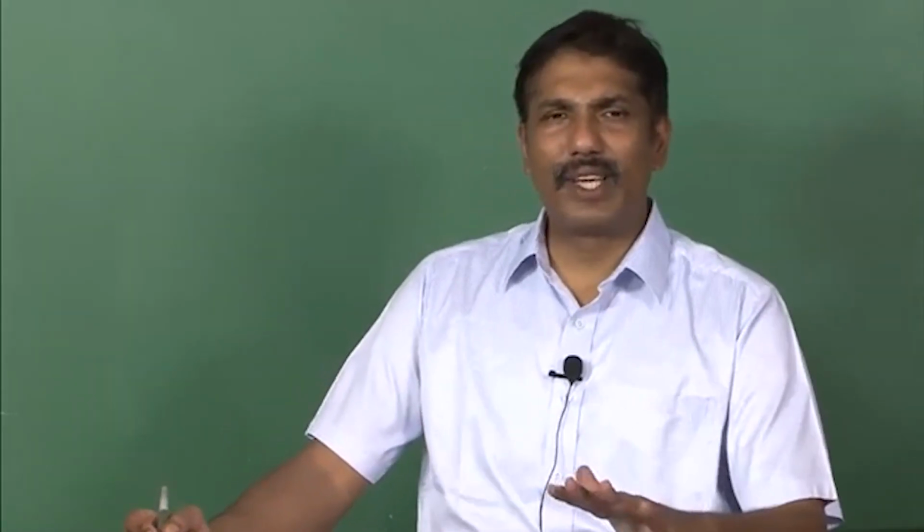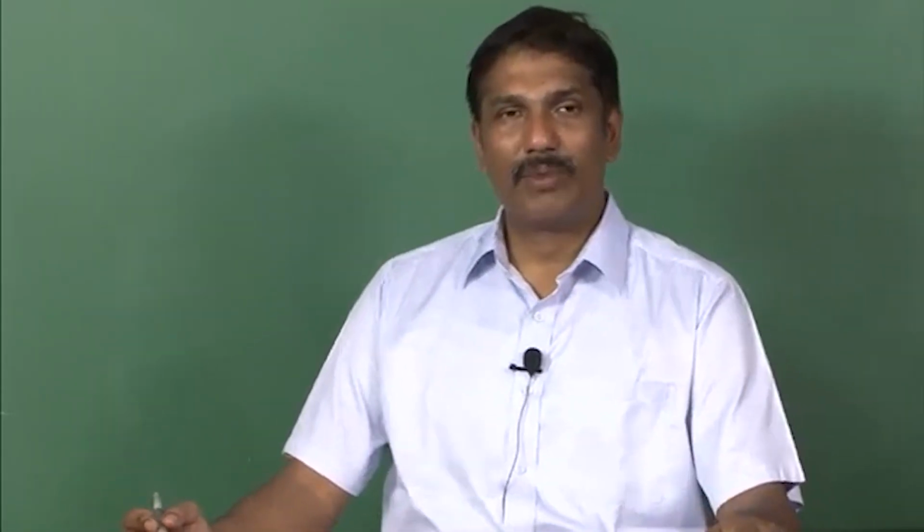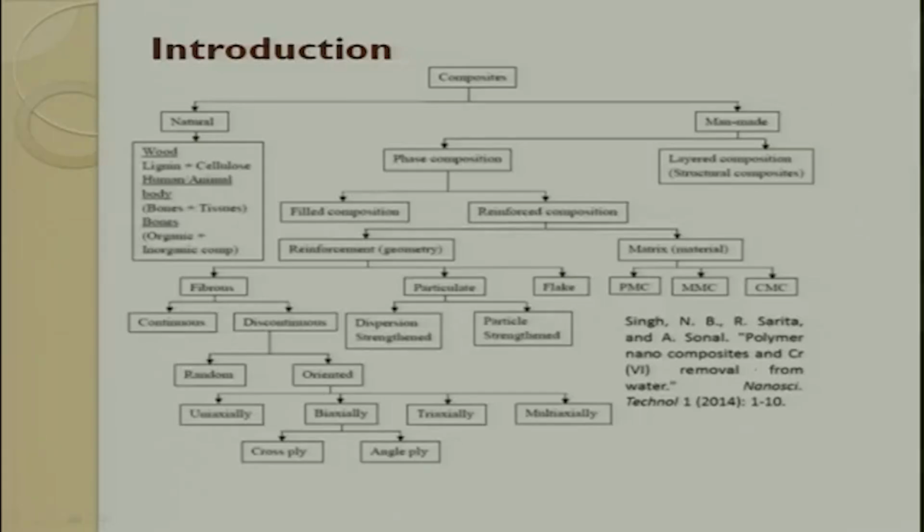So, this is a classification. You have to relook into the classification, because the moment you are choosing a process, you have to understand what the reinforcement is, what the polymer is, what the temperature is. So, composites are divided into two classifications. One is called natural, another one is called man-made. In man-made, we have phase composition and we have layered composition. Phase composition will have filled composition and reinforced composition. In the reinforced composition, you have reinforcement with respect to geometry, and you will have a matrix material coming into existence. When we talk about matrix, there are three types of matrix: polymer matrix, metal matrix and ceramic matrix.